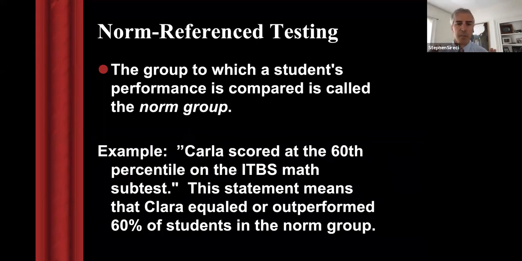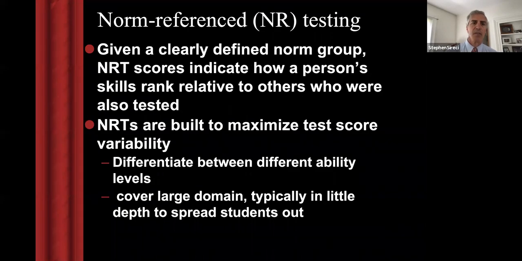For example, you might get a test score result: Carla scored at the 60th percentile on the ITBS math subtest. What that means is that Carla's performance, her score, was equal to or better than 60% of the students in the norm group. That's a typical way we interpret the results of a norm-referenced test. It's how well did someone do compared to everybody else? Percentiles are a very common way to report the results of norm-referenced tests. So if we have a clearly defined norm group, norm-referenced test scores indicate how a person's skills rank relative to others who are also tested.